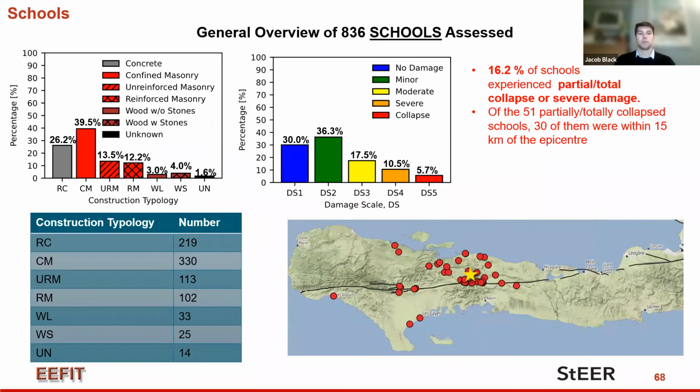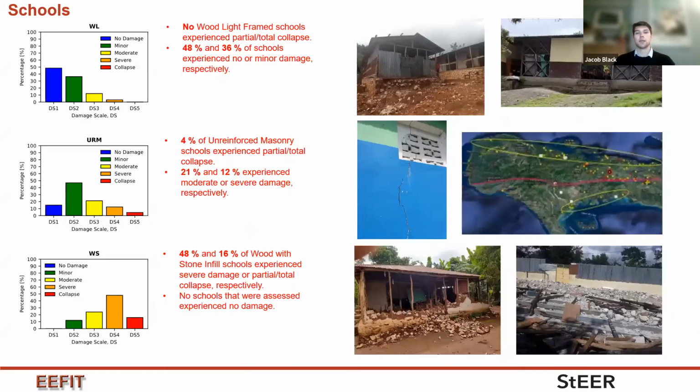So running through the different typologies on the next slide, it can be seen that wood light frames performed the best, with no schools collapsing and the majority of them experiencing no or minor damage. So these tended to be very simple brace frame structures, as you can see in the image in the top right. This school in particular is within 5 kilometers of the fault and experienced no structural damage.